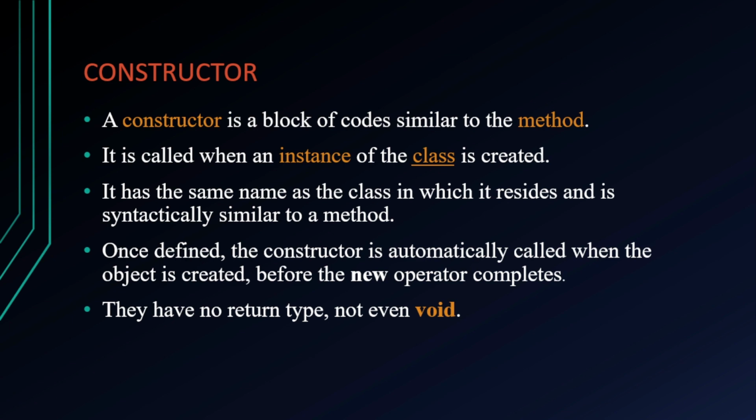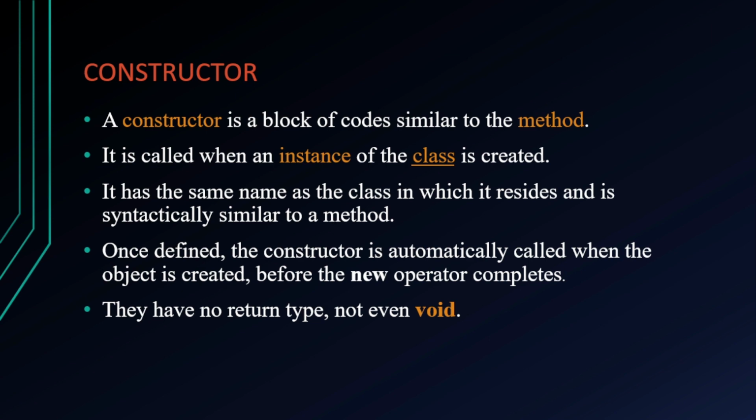Constructor is a block of code similar to a method. So a constructor is very much similar to a method, and it is called when an instance or object of a class is created. It has the same name as the class in which it resides and is syntactically similar to a method. The name of the class and the name of the constructor must be the same, and syntax-wise it is very much similar to a method.